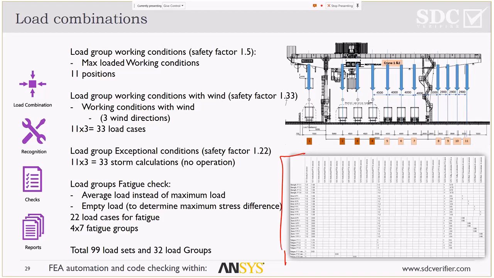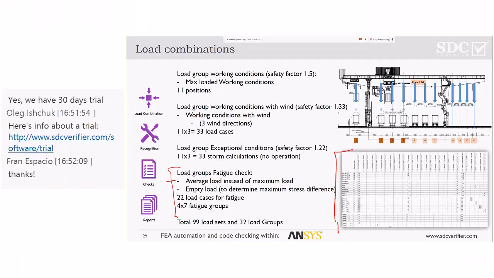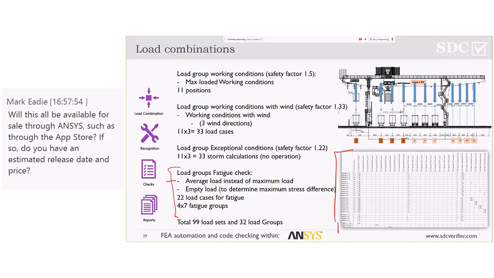If you want to do a fatigue check, you are not done, because you need to add also the average load instead of the maximum load. If you once in a while lift a maximum weight container, you need to take that maximum weight for the static stress into account for the maximum yield, but for fatigue you need to use the average load and also the empty one, because you look at the stress difference in a situation. So you need to have the empty loaded situation and the average loaded situation to be able to make the fatigue check possible.